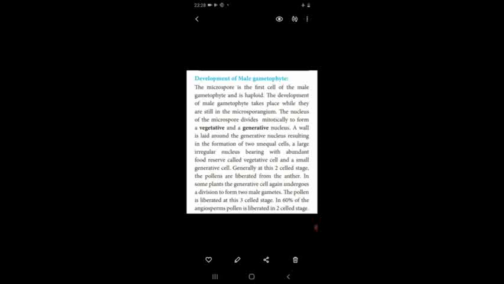But in some of the plants, the generative cell again undergoes mitotic cell division to form two cells. That's why I told you the generative cell alone undergoes mitotic cell division to form two cells. So now at this stage the pollen grains are at the three-celled stage. That happens in some kinds of plants only, but in 60% of angiospermic plants, the pollen grains are liberated from the anther at the two-celled stage.